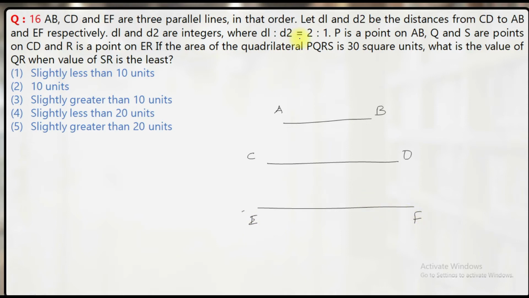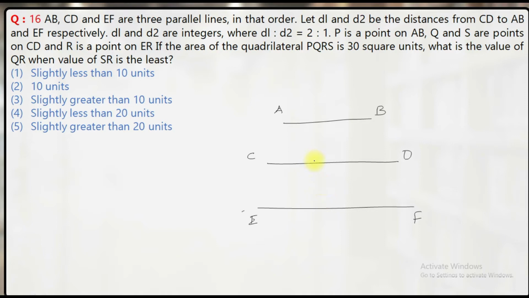Let D1 and D2 be the distance of the CD from AB and EF respectively. So distance between these two lines is D1 and distance between CD and EF is what? D2. Where it's given that the ratio of the D1 and D2 is 2 is to 1. That means CD is twice as far from AB as from EF. So he's talking about this perpendicular distance.